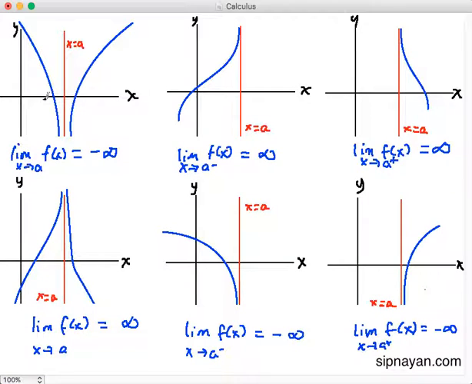Yan yung mga ibig sabihin niya. So if the left hand and the right hand limits are equal, then the general limit is equal to that: negative infinity in this case and positive infinity in this case, pag pareho yung ina-approach nila. Okay, so I hope meron kayong natutunan.